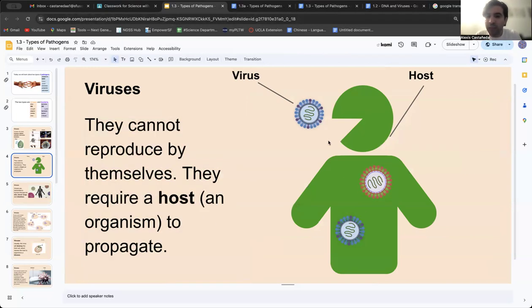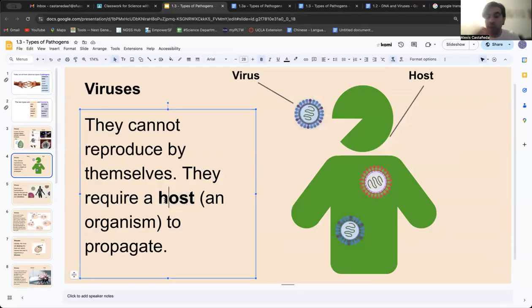So in this case, when a virus goes into your body, the virus is using the cells in your body to make copies of itself. And so we say that you are a host. You are an organism, a living being. The virus is reproducing itself inside of you.